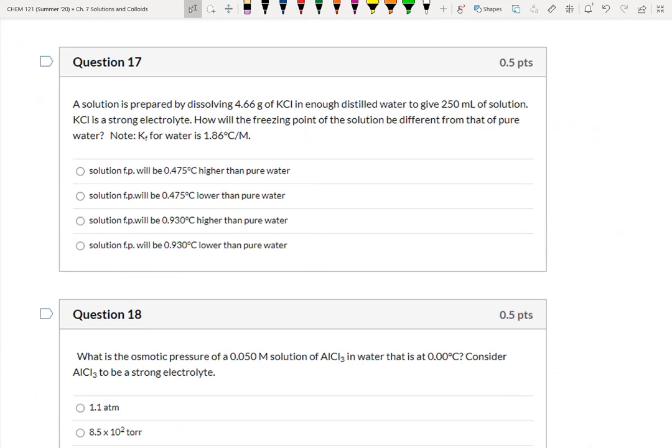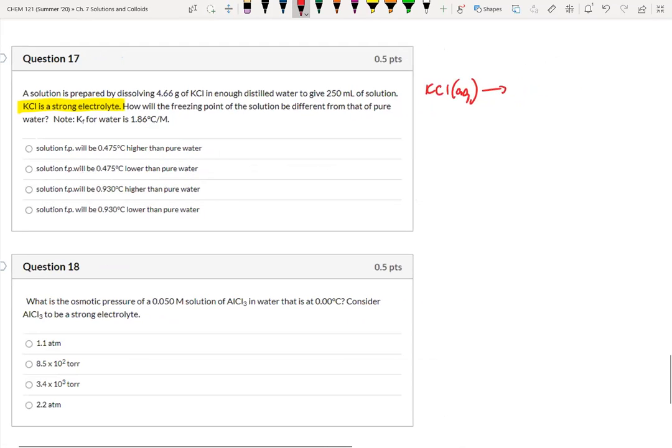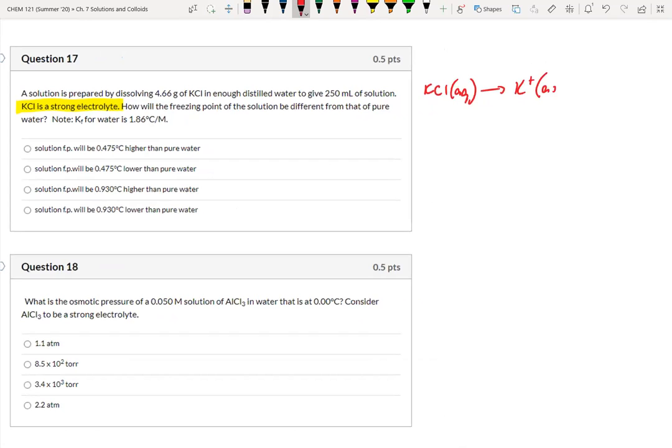It says that a solution is prepared by dissolving potassium chloride in water, and that KCl is a strong electrolyte. What does that mean? It means it dissociates and breaks apart into ions 100%, right? So what we could draw this out as is, KCl, when we put it into water, breaks apart into the cation, potassium, and the anion, chloride. When we look at this, we get 2 moles of ions.